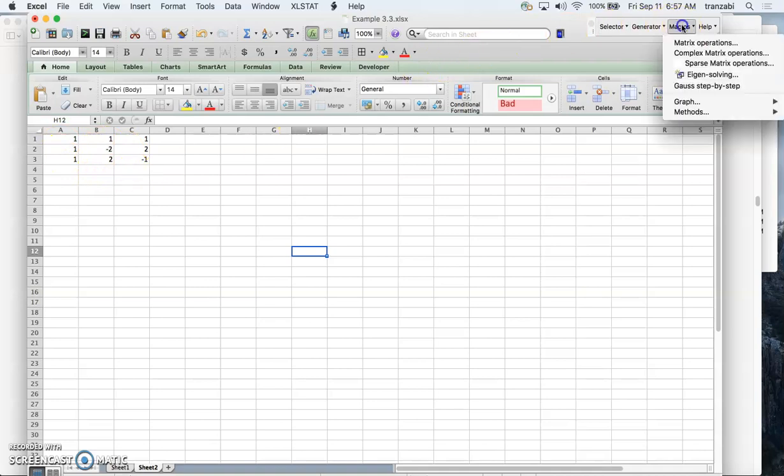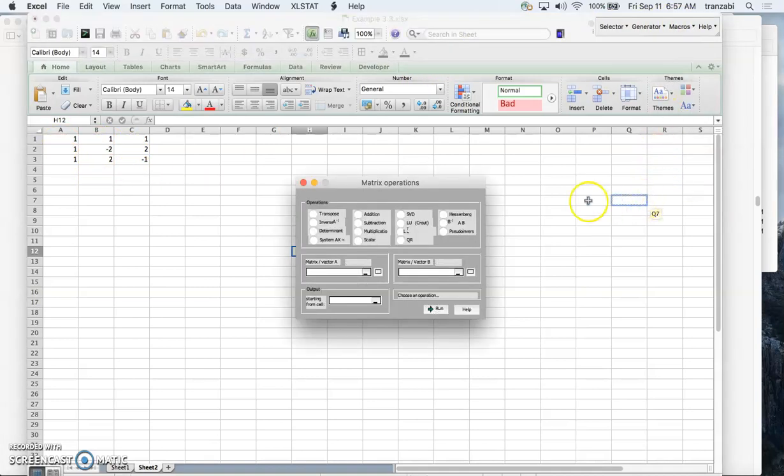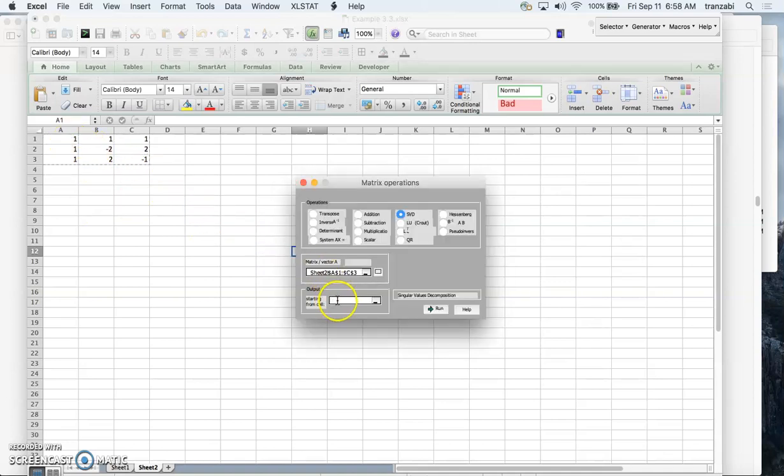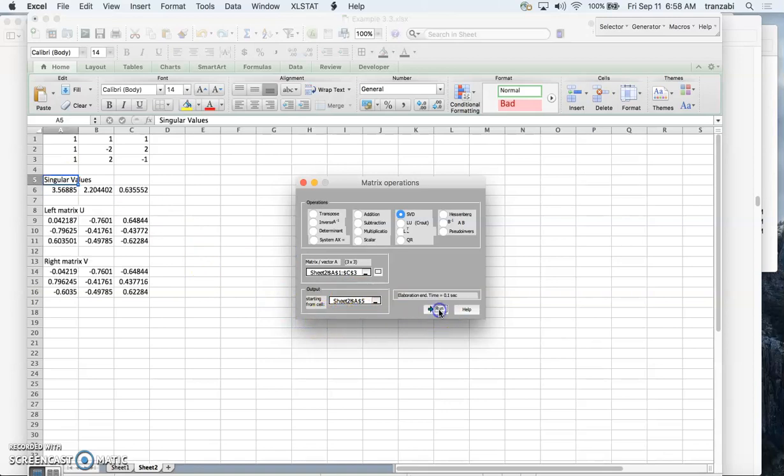So what I do is I go to matrix package, matrix operation, and then I'm going to click on SVD here. Okay. Then in the blank area for matrix A, I select my matrix A, that's 3x3. And then starting cell, I want to have the result, let's say starting from here. And click on that. So first you click on this blank area, then click on the cell that you want to have the result at. And then click run. So there you go. It gives you three components.